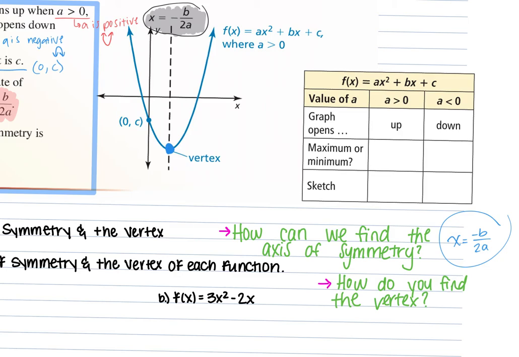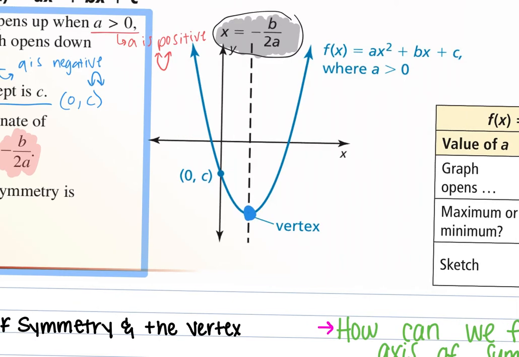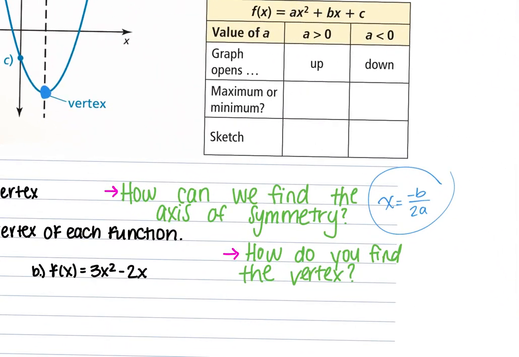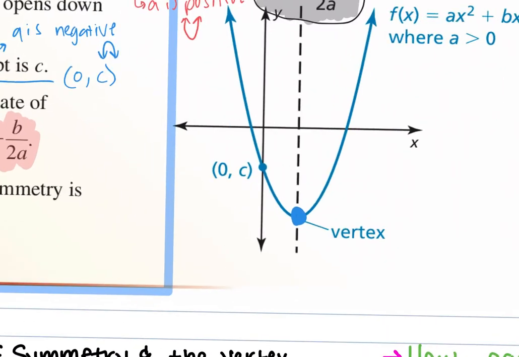X equals negative b over 2a. Good, that'll give us the axis of symmetry. So that'll tell us the line that our vertex is going to lie on. But how could we find the actual coordinates of the vertex? You're on the right track. So your C value will tell you the y-intercept, right? But how could we figure out this point down here?